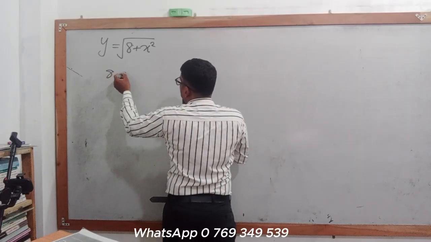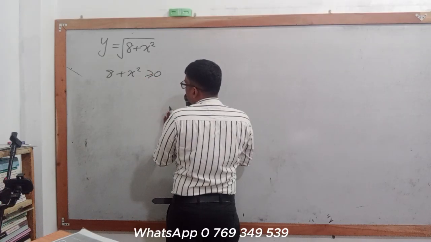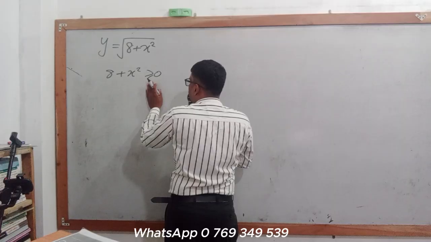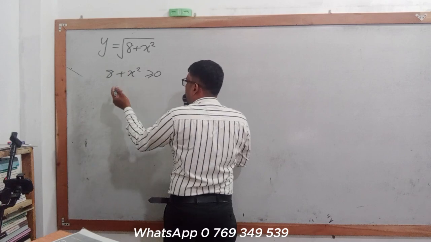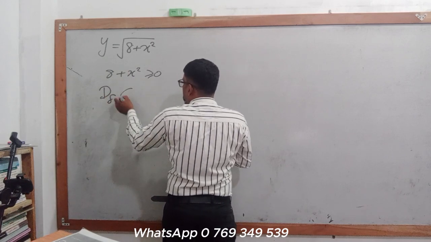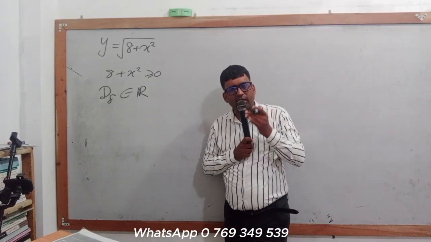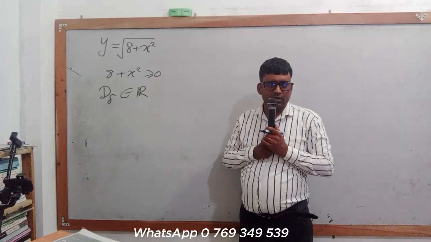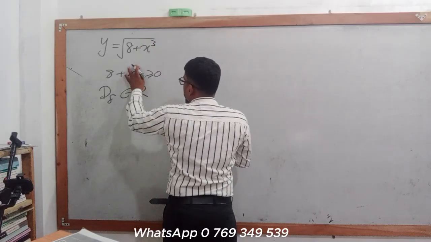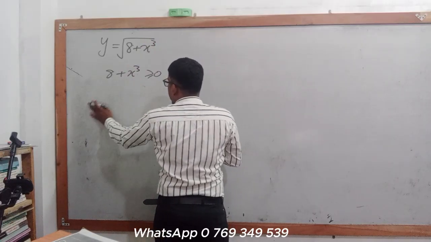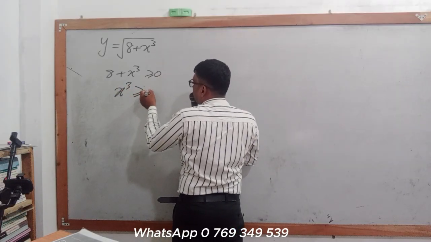This one, 8 plus x square, should be greater than 0, no? Right? 8 plus x square should be greater than or equal to 0. Then we can take for x any point. Therefore, Df belongs to R, any point. Because that is x square. Sorry, that is x cube. x cube. This one also x cube. x cube greater than or equal to minus 8.